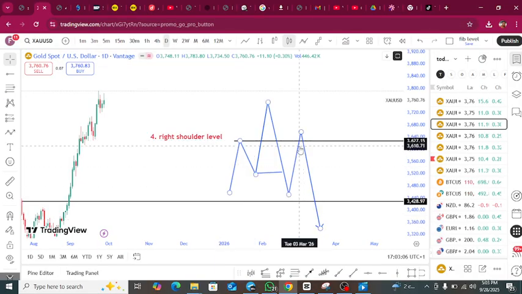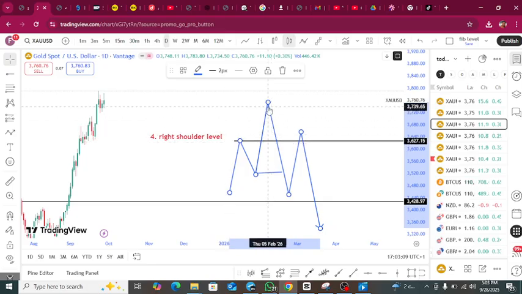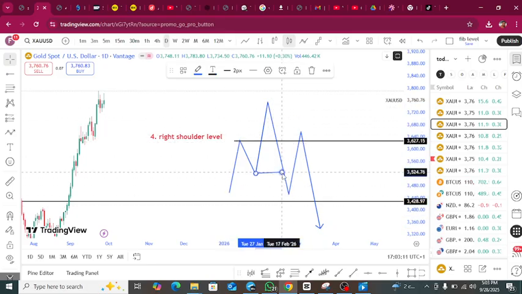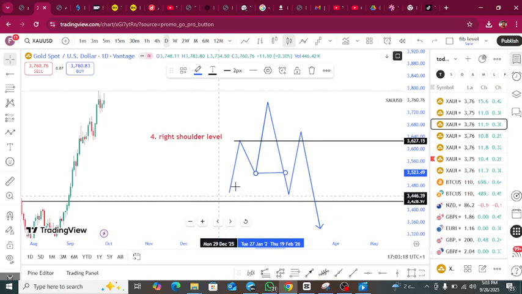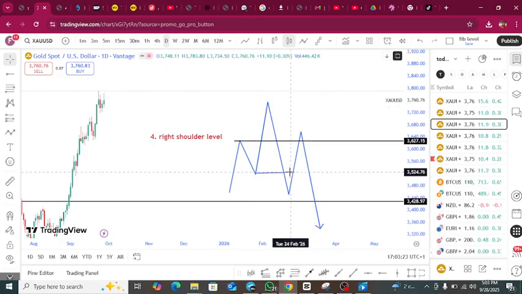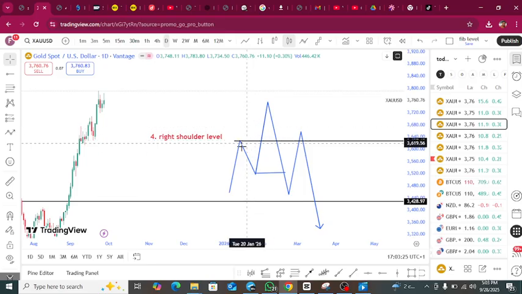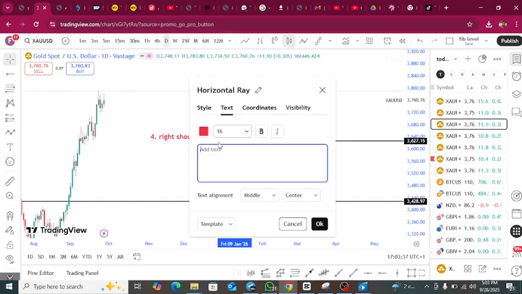Once you see just this breakdown, some people will call it change of character, some people will call it break of structure, depending on whatever you see. What matters is once you see that the previous low of the swing was broken, and then there was a left shoulder, okay, you mark that level. This level now acts as a resistance, so we call it a resistance level.